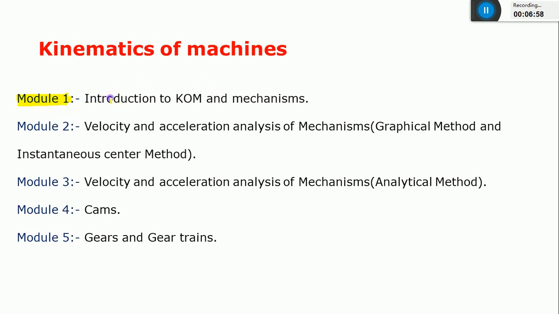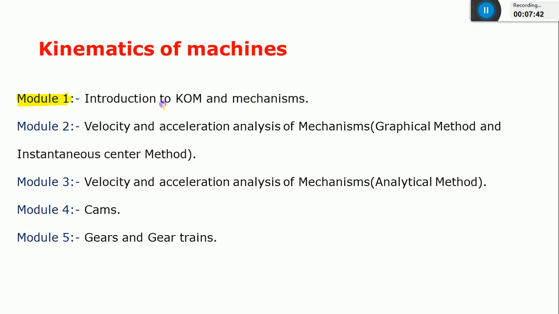In the first module, in the introduction to kinematics of machines, you are going to study the basic definitions: what is a kinematic link, a kinematic pair, a kinematic chain, a mechanism, a structure, and what is a machine, the difference between a machine and a structure, and the degrees of freedom. Many basic things in the first unit. After studying this introduction part, we'll go through some application-oriented mechanisms. Based on these definitions, we are going to build some mechanisms.